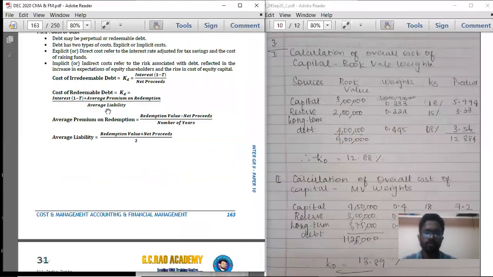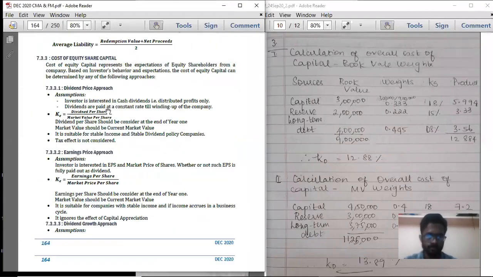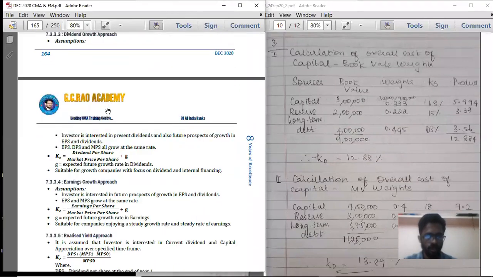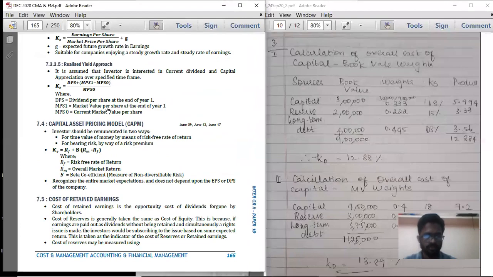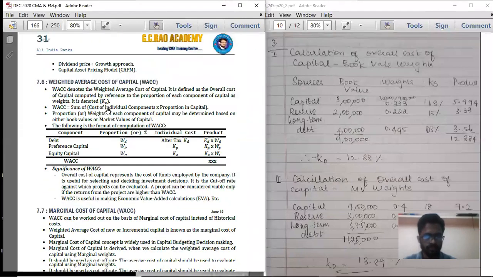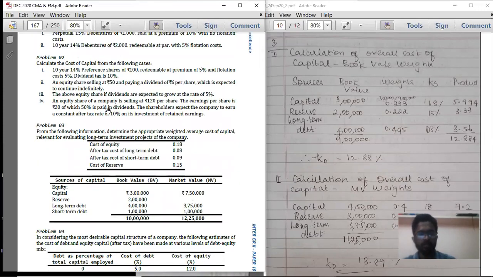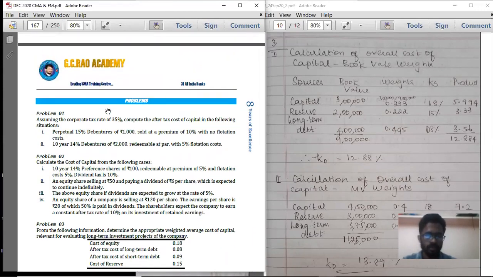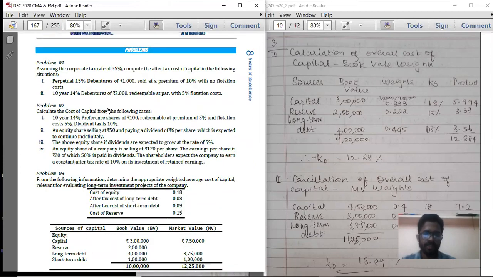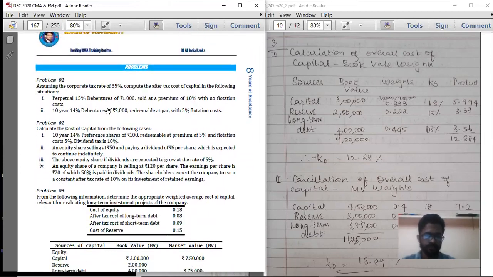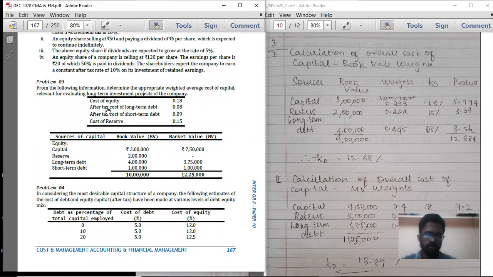Now we'll go to problems. Record problem. First take down page number 167 in the GC Rao Academy material. In that, problem number 3. First you take down problem number 3.